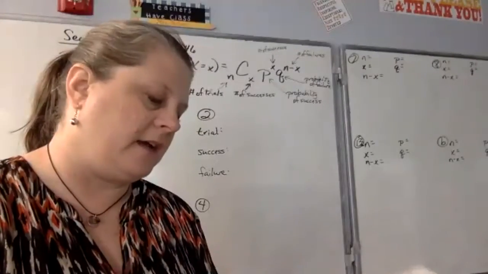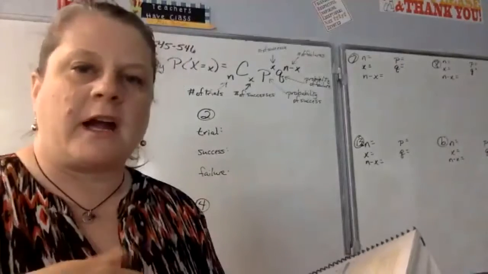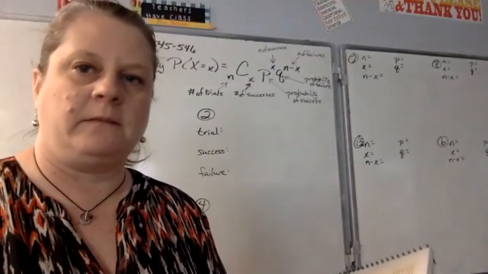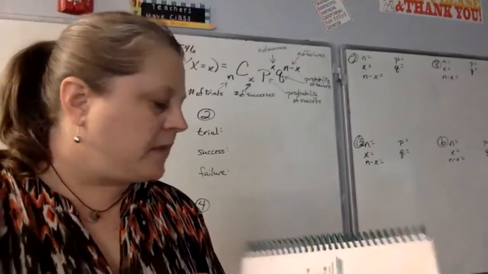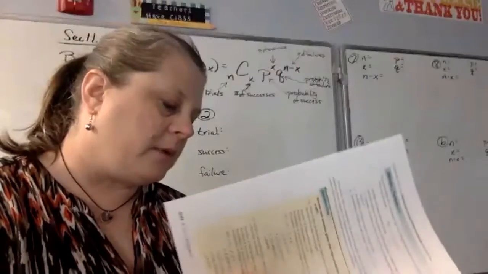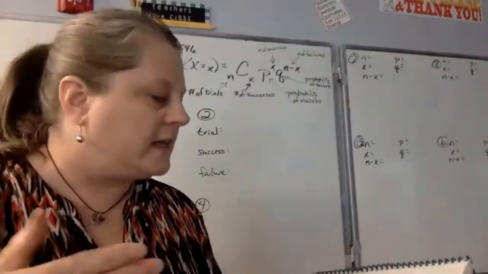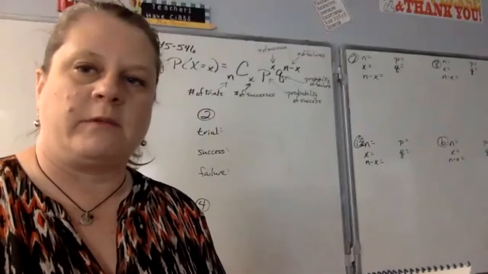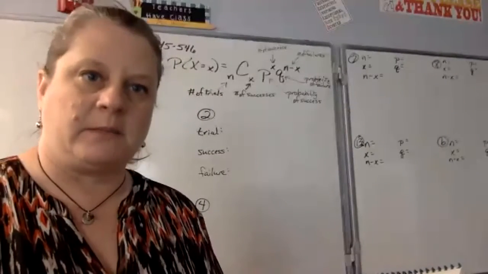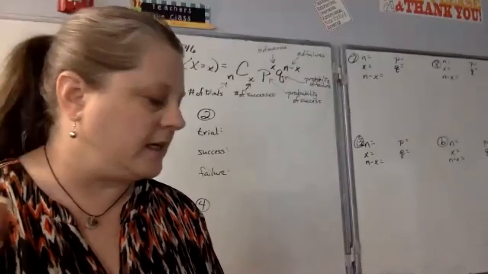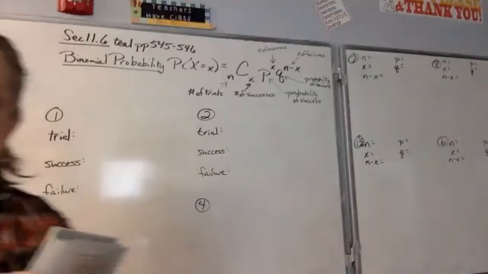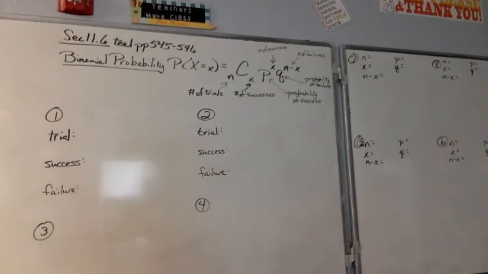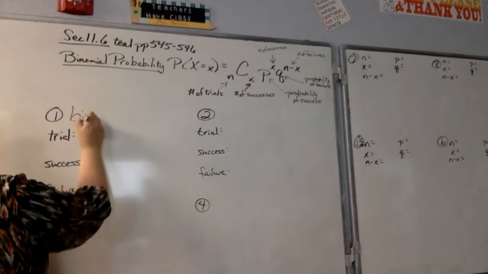So it meets the second criteria. Is there a fixed number of trials? Did it tell you how many times she was doing it? Yes, it told us a fixed number of trials. And then the last one is the probability of success constant. It said she hits it what percentage? 60%. She has a set percentage on there. So it meets all of our criteria. So yes, it's binomial. So for number one, first thing we're going to say is binomial.